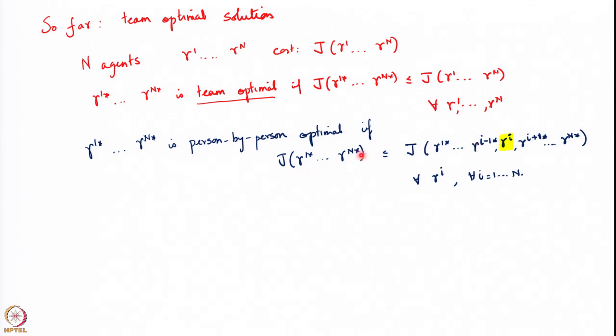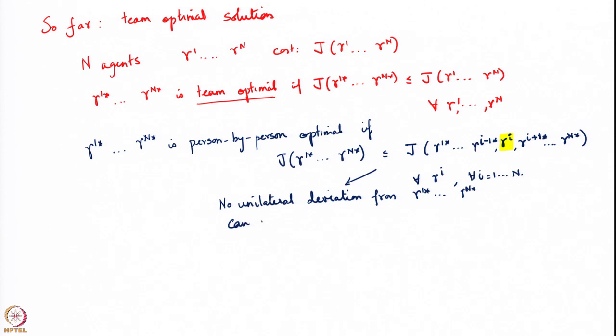So, this tuple of strategies gamma 1 star to gamma n star, this policy is such that no unilateral deviation from it is profitable. So, let me write this here. No unilateral deviation can reduce the cost. No unilateral deviation from gamma 1 star to gamma n star can improve the cost.